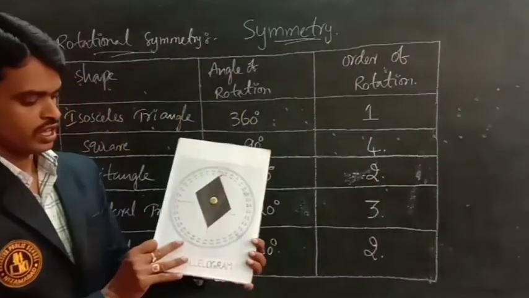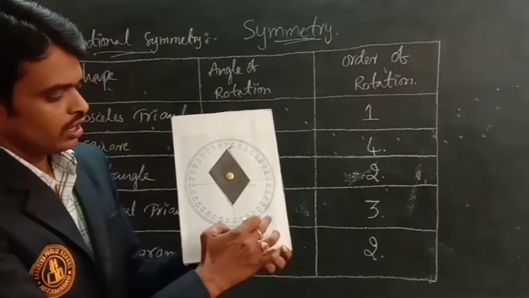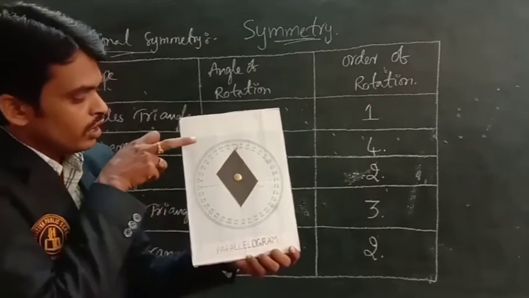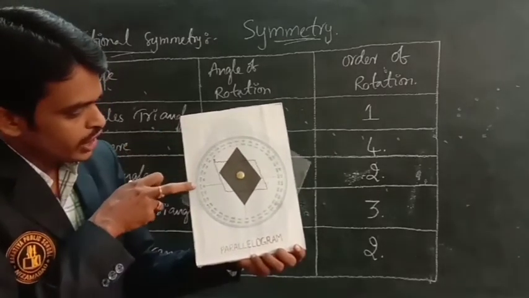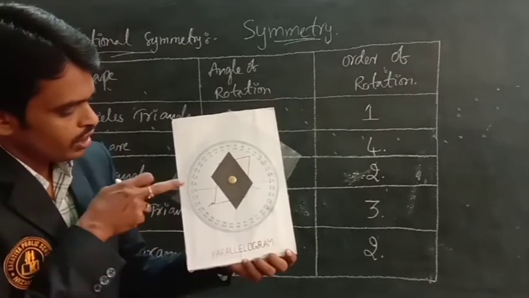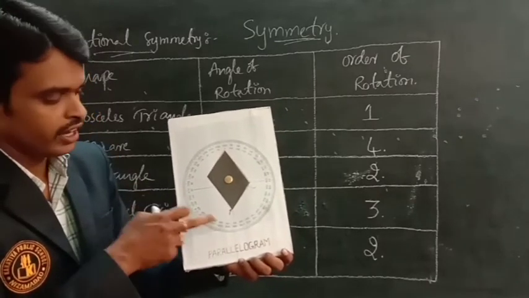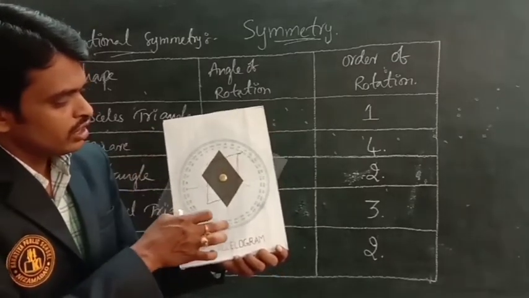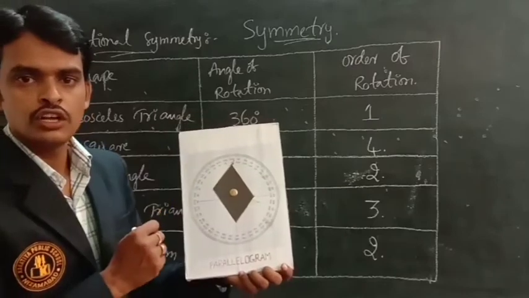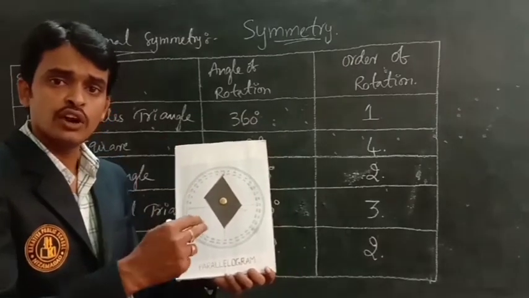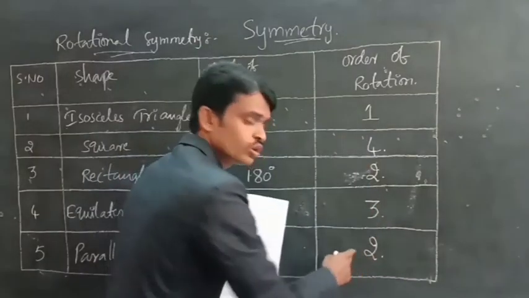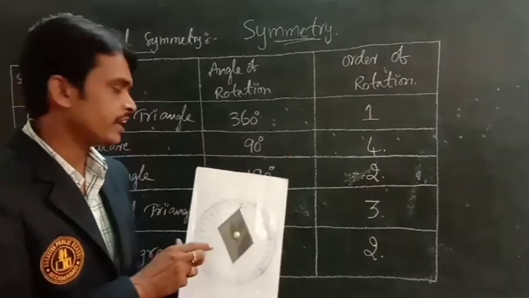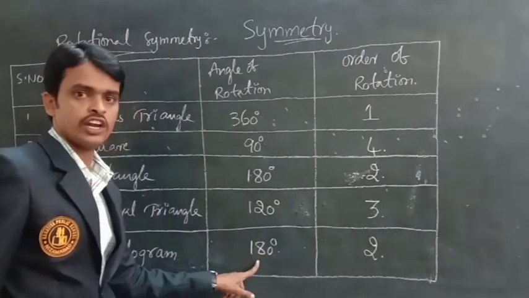So here this is a parallelogram. We should rotate the parallelogram in anti-clockwise direction. Let us rotate like this. I am rotating this parallelogram, where it coincides with itself at 180 degrees, and again it coincides with itself at 360 degrees. So how many times does it coincide with itself? 2 times. Then order of rotation is 2. At which angle does it coincide with itself? At 180 degrees. Then its angle of rotation is 180 degrees.